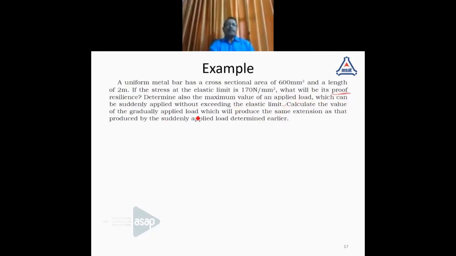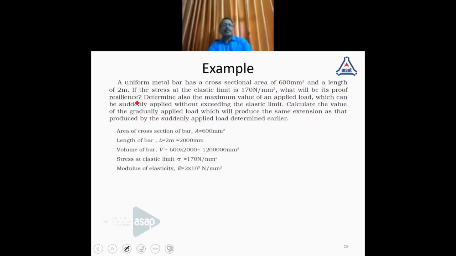Calculate the value of the gradually applied load which will produce the same extension as that produced by the suddenly applied load, that is determined earlier. So we are considering two cases, gradually applied load and suddenly applied load. And first of all, we will be considering proof resilience. Proof resilience is nothing but strain energy density. So here what is given is area of cross section, length of bar, volume of bar can be calculated, stress at elastic limit is given, modulus of elasticity is assumed.